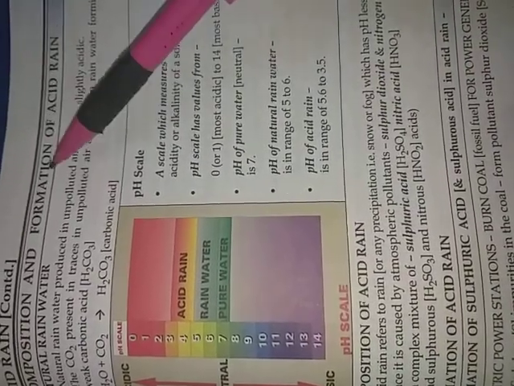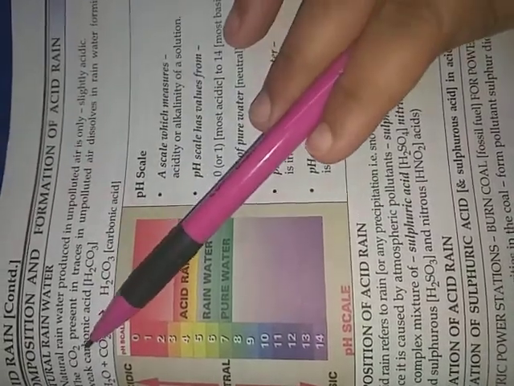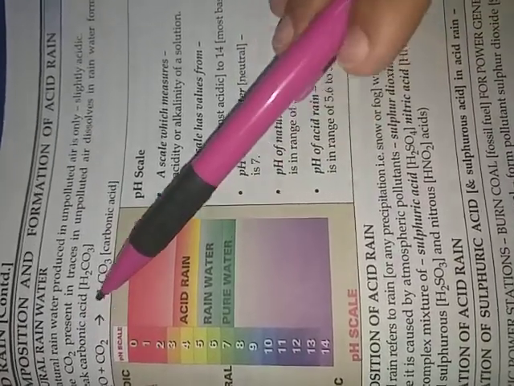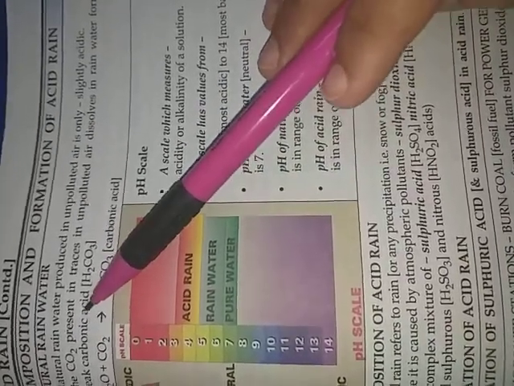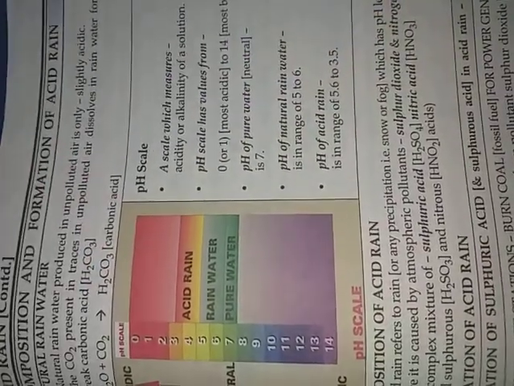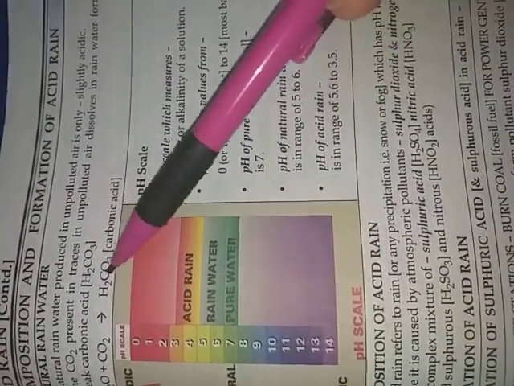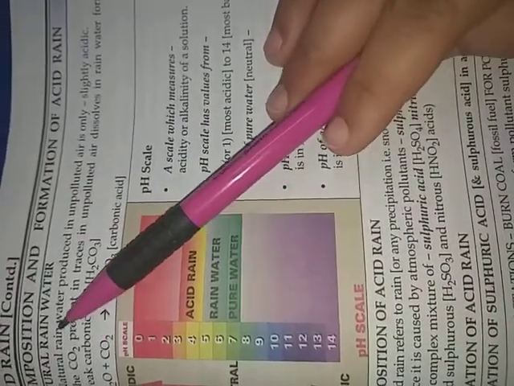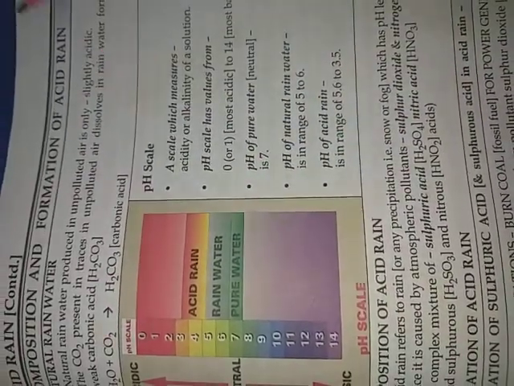If the air is unpolluted, only carbon dioxide is present, and we know that carbon dioxide will form carbonic acid when it reacts with water. Carbonic acid is present in cold drinks. We can easily drink those cold drinks, so it will not form very acidic water.